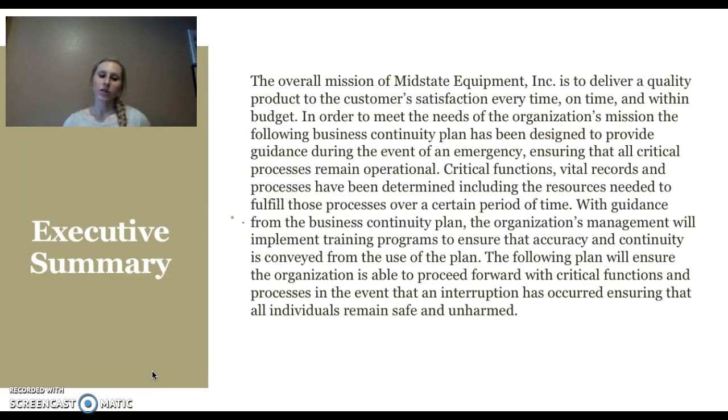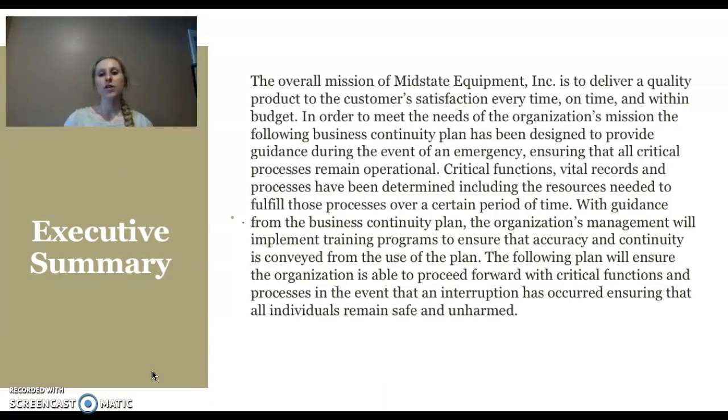I did want to share with you guys the executive summary. So the overall mission of Midstate Equipment is to deliver a quality product to the customer's satisfaction every time, on time, and within budget. In order to meet the needs of the organization's mission, the following business continuity plan has been designed to provide guidance during the event of an emergency, ensuring that all critical processes remain operational.